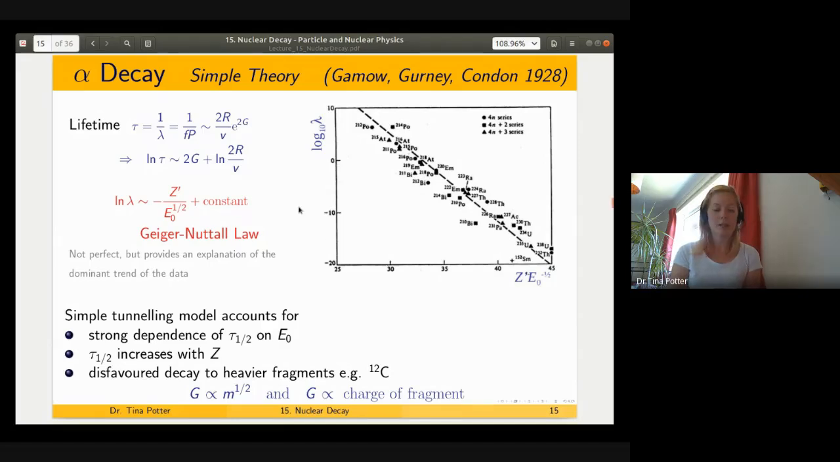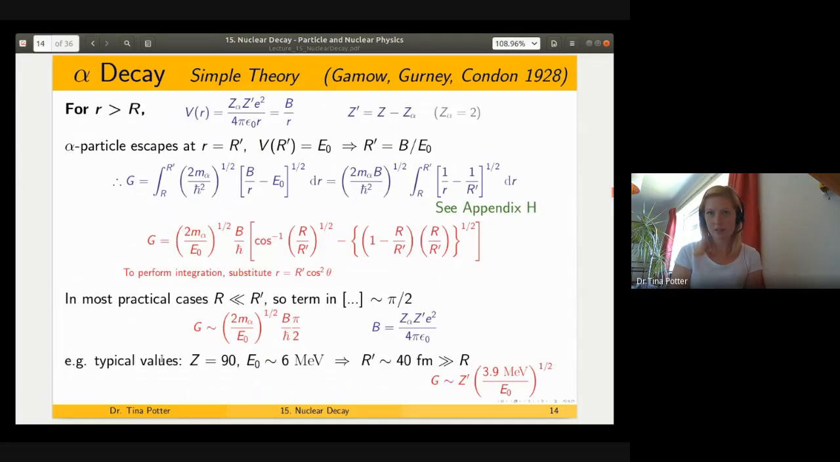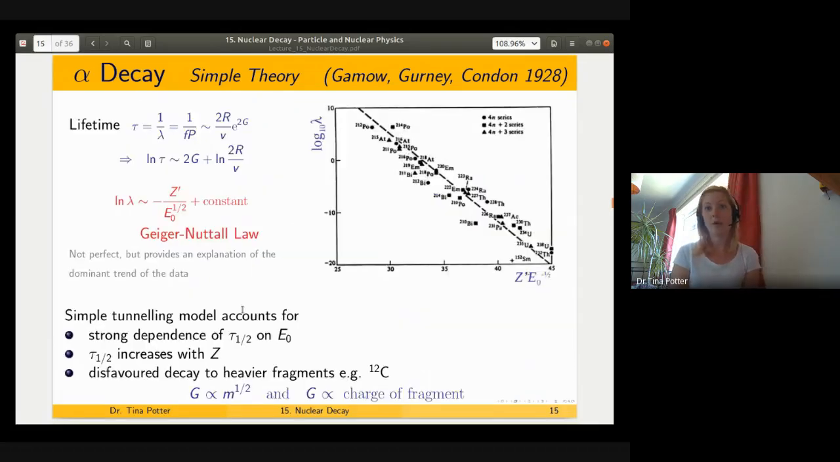So this Gamow factor that we calculated here is proportional to the square root of the mass of the emitted particle. So the larger the mass of the emitted particle, the larger the Gamow factor, and the higher the lifetime. So as long as it's light, it'll keep the lifetime shorter, and it'll therefore happen sooner than heavier fragments.